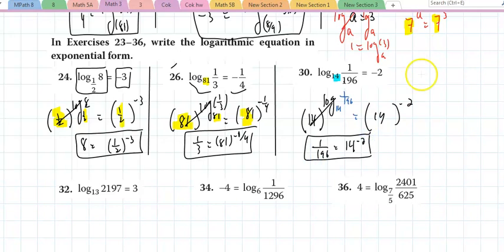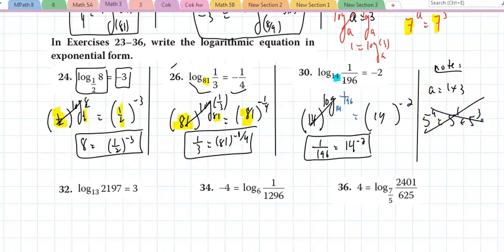Let me just warn you. If I have a equal 1 plus 3, you can't say 5 to the a equal 5 to the 1 plus 5 to the 3. That's not allowed. You could say 5 to the a equal 5 to the 1 plus 3. Yes, as long as you make this entire side a power, that's allowed.